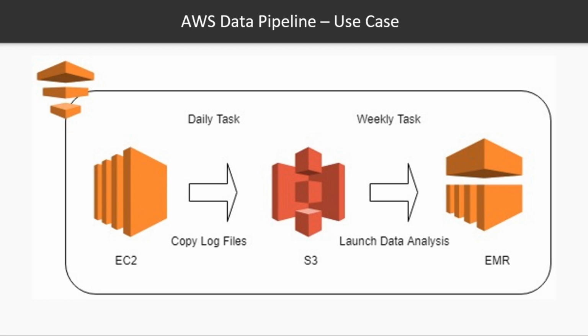So here we have two pipelines, one which copies the log from a fleet of EC2 instances to S3. This pipeline runs daily. Then we have another pipeline which launches data analysis on the data collected in S3 using an EMR cluster. This pipeline runs weekly.